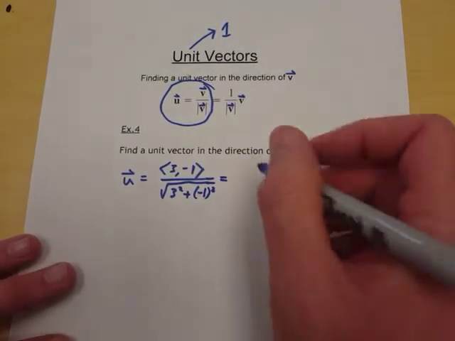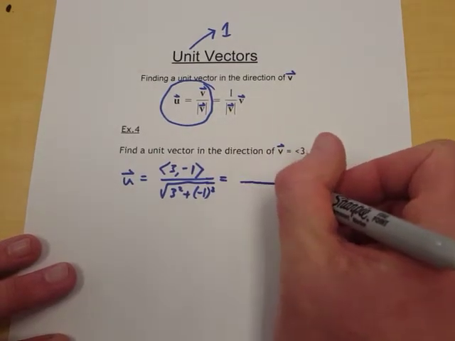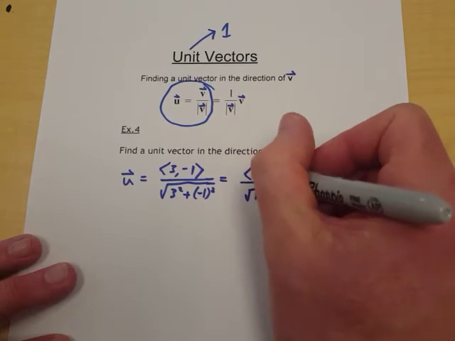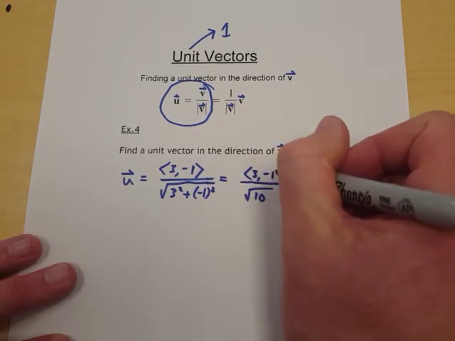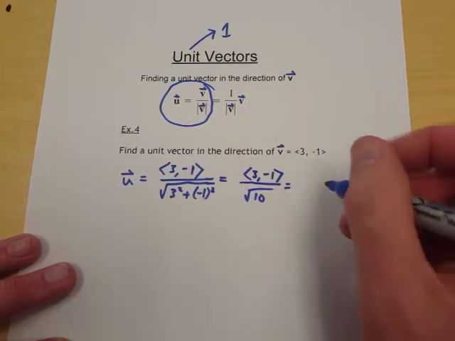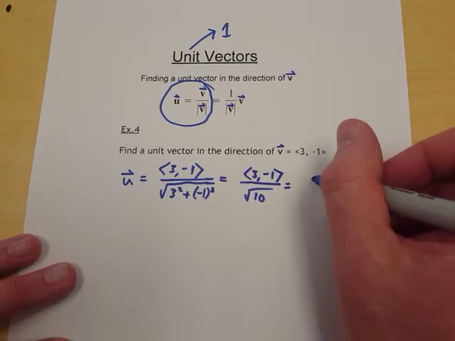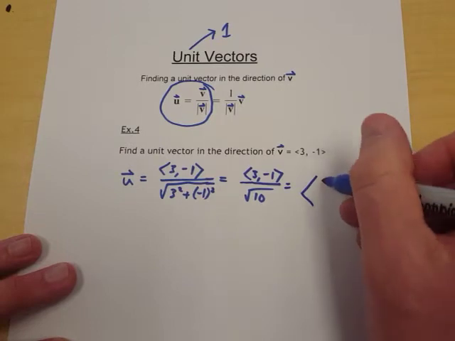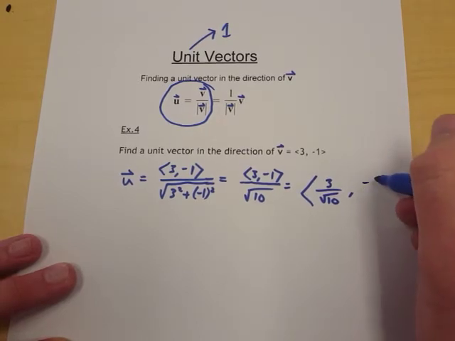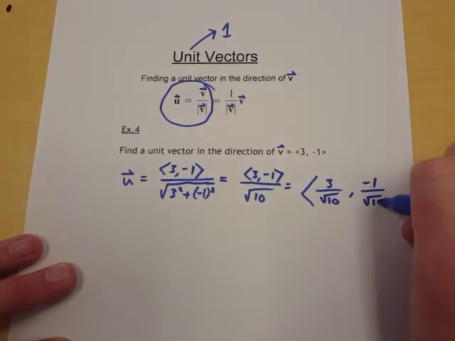Good idea to simplify that magnitude first of all. That'll be square root of 10. We'll just leave it like that. We won't worry about decimal numbers or anything. And then we should split that up between the two components because we want to have it in vector form. So we want to have it all in the pointy brackets. So 3 over square root of 10, comma, -1 over square root of 10.